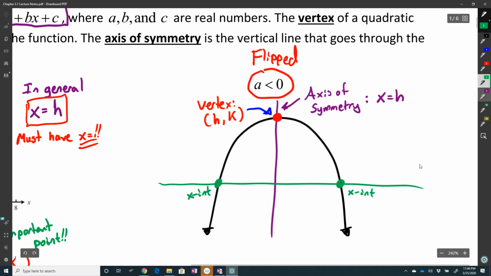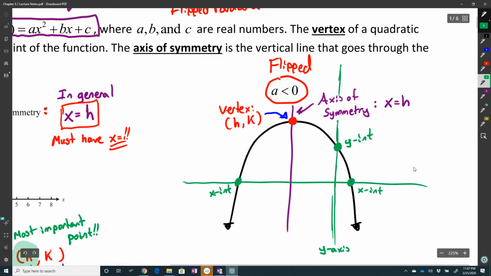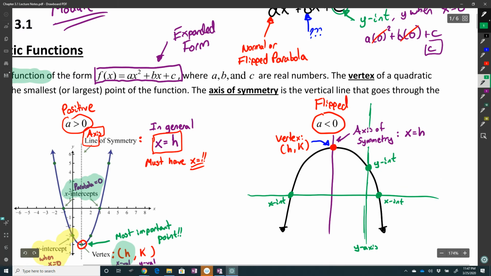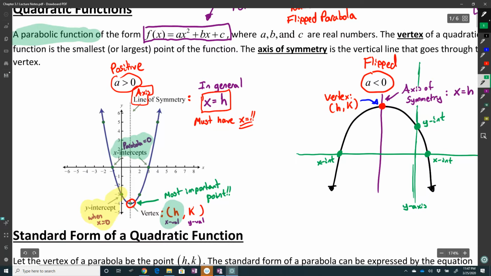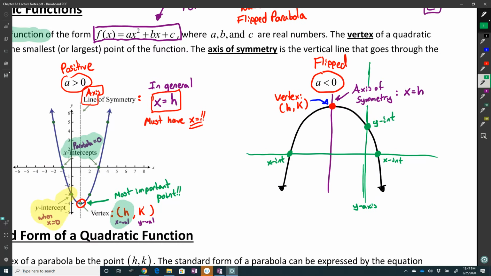Okay, and we don't know where the y-axis is, but let's just say I put the y-axis over here. Why not? Let's say this is the y-axis. Then this would be the y-intercept. Right? But notice it's the exact same thing that we had on the other side. Okay? So, same exact picture.